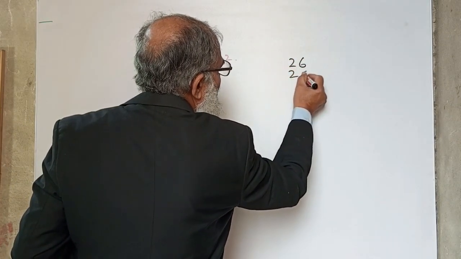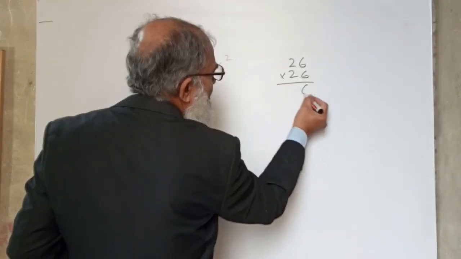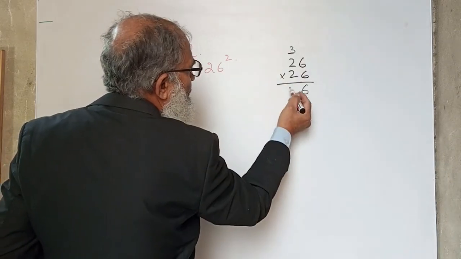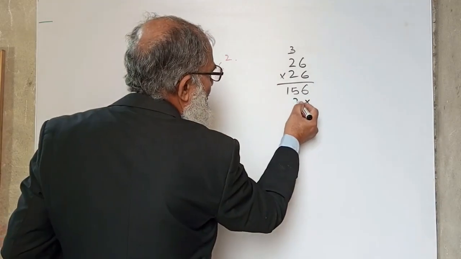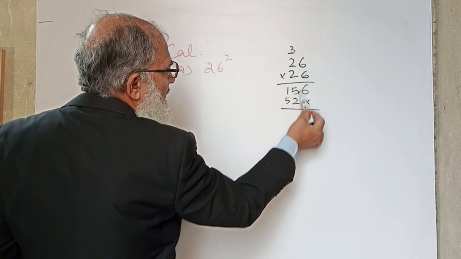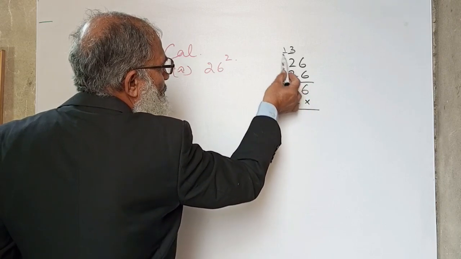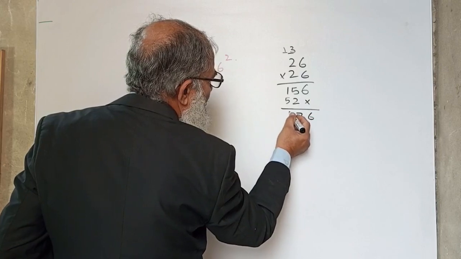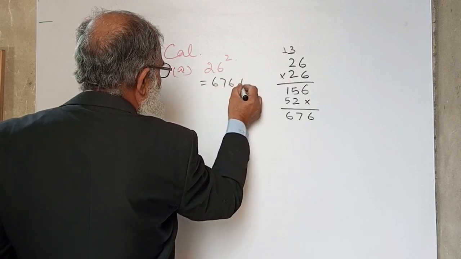We have to write 26 and multiply. 6 times 6 is 36. 6 times 2 is 12, plus 3 is 15. Put a cross over here, and the rest is 52. Then 2 times 6 is 12, 1 got carried. 2 times 2 is 4 and 1 is 5. So 676 is the answer.